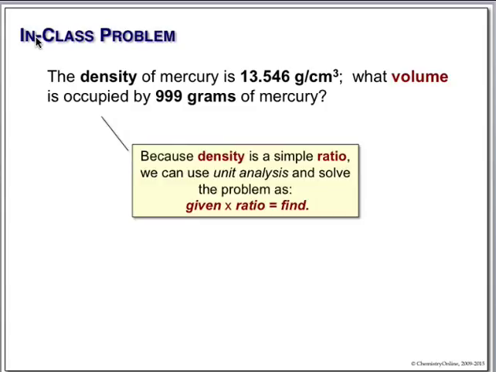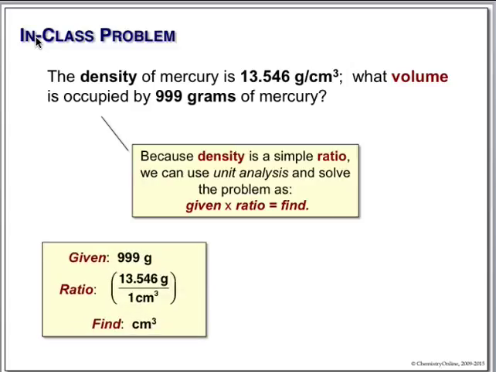We could also solve the same problem this way, using our given ratio find algorithm. If we did this, our given is going to be our mass here. And once again, our ratio is simply going to be our density. So the players are these: 999 and 13.5 per cubic centimeter. Why don't you take these, go ahead and set up the problem, and then I'll click the button and we'll look at it.